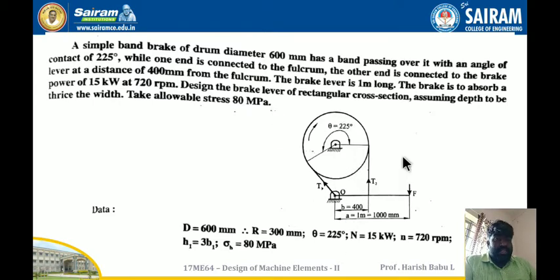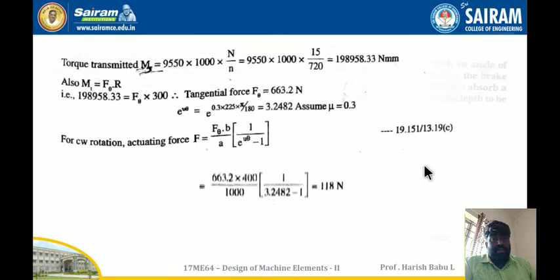So this is the sketch given. The given data: diameter, theta is given as 225 degrees, power is given, rpm is given, and the height to the width is given as 3:1, and allowable stress as 80 megapascals. The torque transmitted MT is equal to 9550 into 1000 into P by N. So I get 1,98,958.33 Newton mm. We also know that MT is equal to Ft into R.